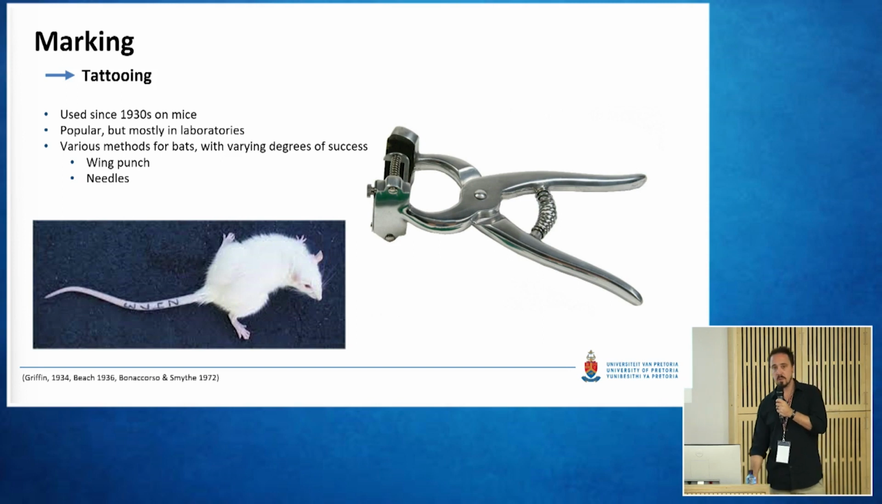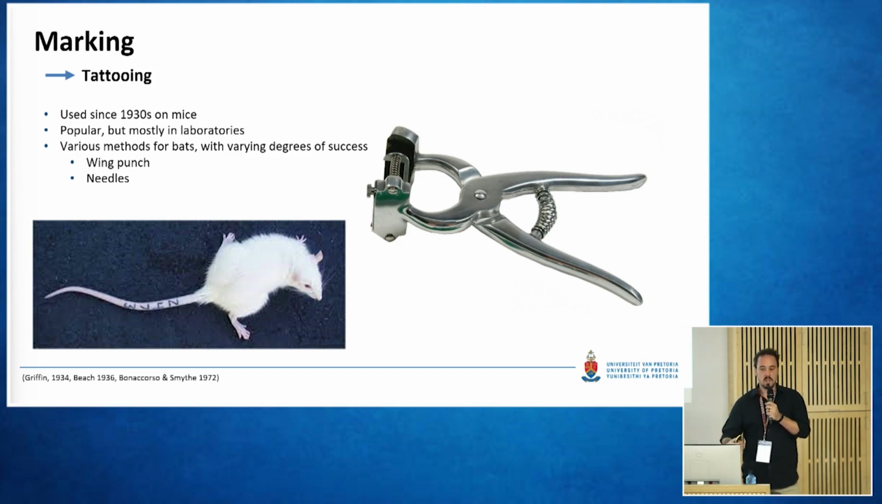Now, a method that we've been using for quite a while is tattooing. So we actually place tattoos on the animals. This has been used since the 1930s on mice, and it's still a very popular method of marking animals, but more so in a laboratory setting. For bats, they've used various methods of tattooing, varying from needles, which I think was also used in the 1930s, where they used plain needles, which they dipped in ink and then placed tattoos with. This method was described as cumbersome and taking long, and so they never really continued with it.